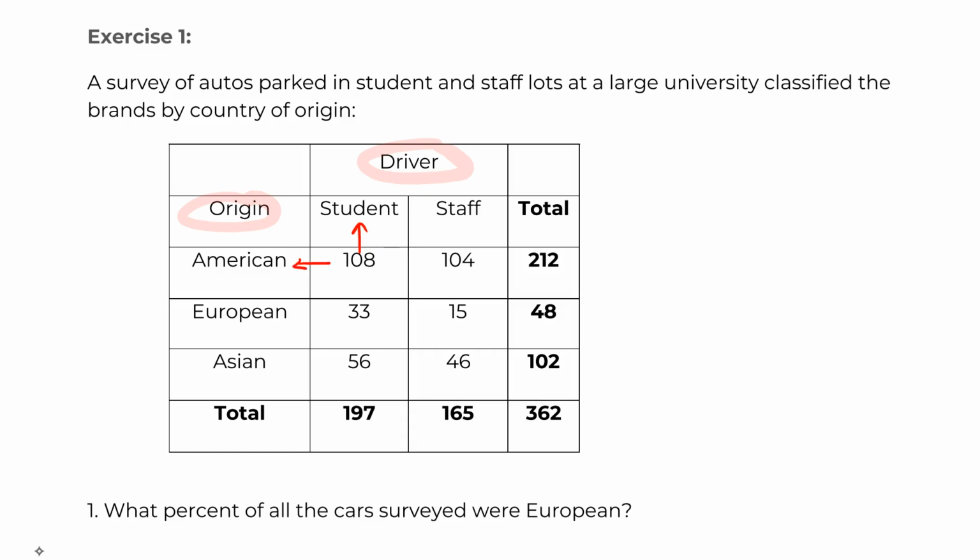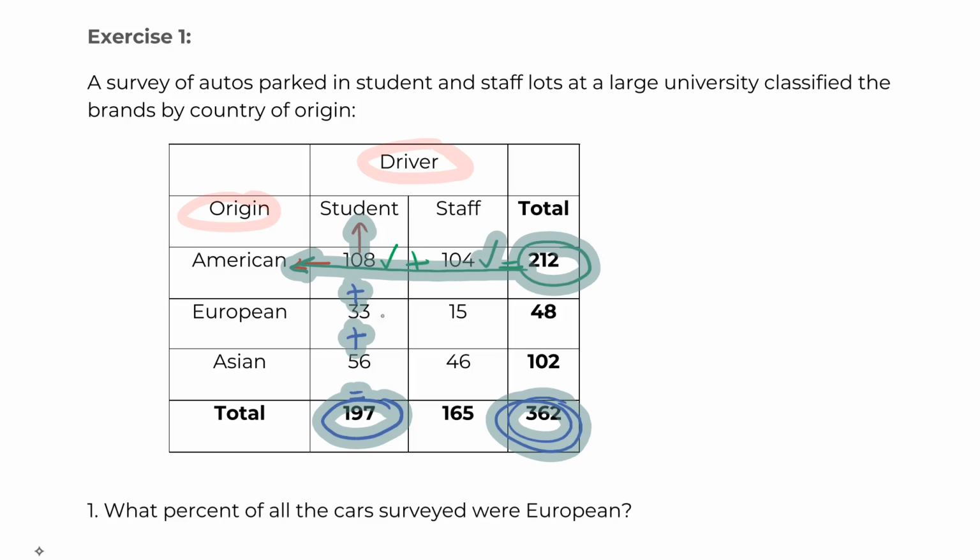If we go all the way to the end, here in this 212, we've added the 108 student drivers with American cars to the 104 staff drivers with American cars, and we have gotten the 212 total American cars. So this total column refers back to whatever that row was. And the same thing in the other direction. If I added up all the different student drivers and the cars they drove, I would get in the total row here, the total for that column of student drivers. And then we have at the very end, everybody in this particular table. So that's how we read these tables.